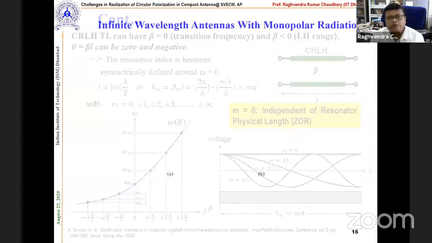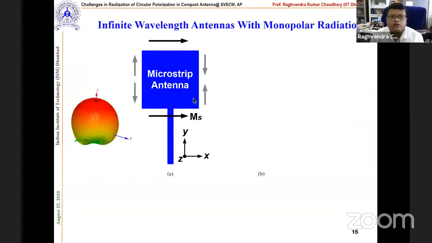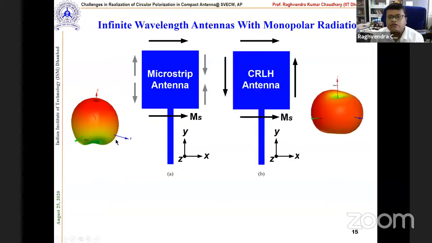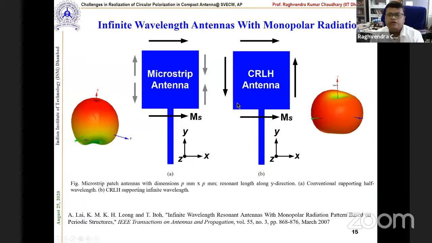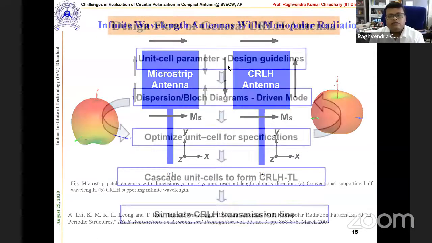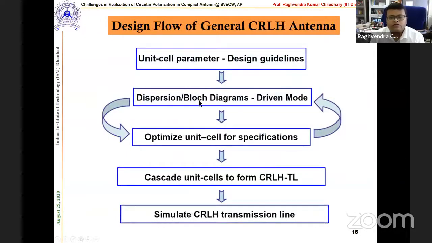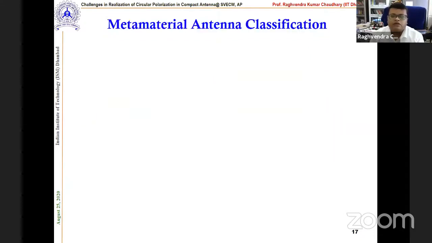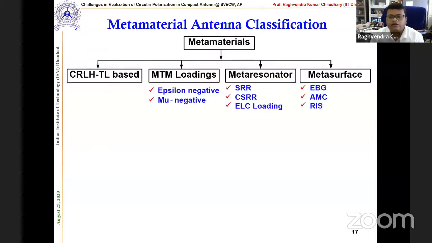Now let us talk about how these antennas radiate. In microstrip antennas, particularly two sides are radiating, and the other two sides do not contribute, and the radiation pattern is like that. Whereas for the CRLH based antenna, we have a magnetic surface current like that, and we can expect an omnidirectional radiation pattern, correct? This is the paper where we compared these things and took this idea. Now, how can one do this? We have to do the unit cell parameters, dispersion diagram, optimization, and cascading, and then fabricate. This was already well explained in my last lecture, so I will not go into detail. Let us try to understand the metamaterial classification, because it will help us understand how we can load it and how we can find these CP properties.